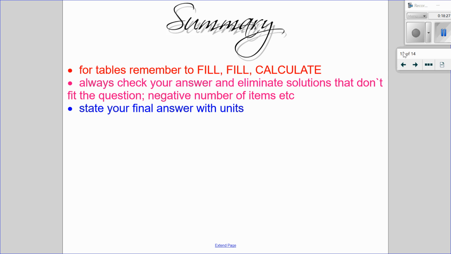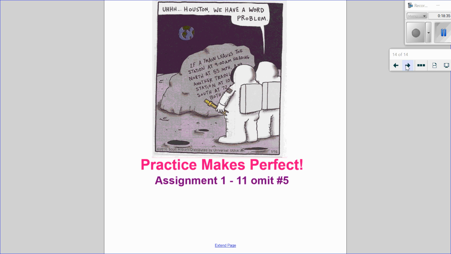So I hope that this word problem helped, and can you imagine if we could rewrite history to show the importance of word problems? For example, the moon landing. Houston, we have a word problem. But now you would be able to solve that word problem.